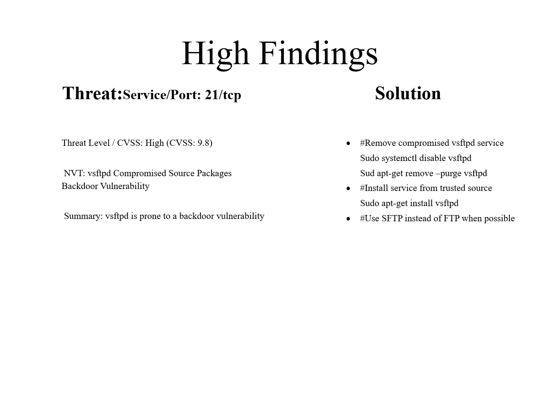Our next threat is TCP port 21. It has a CVSS threat level score of 9.8. And vsftpd has a compromised source package and known backdoor vulnerability. What we want to do is remove this compromised service, and then we want to install the service from a trusted source. And when possible, we want to use SFTP instead of just plain FTP.